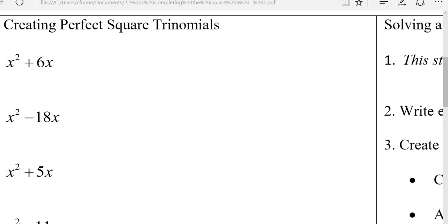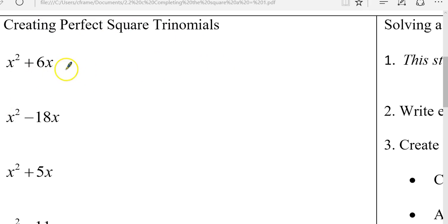So we're going to start in the first box of our notes, creating perfect square trinomials. We're solving quadratic equations, and we've already solved them by factoring, and by completing the square using the square root property. Both of those work really well, but they don't always work. Completing the square, which is the least elegant of the four methods, requires you to be able to factor and still use the square root property. So we're just going to practice by first learning how to create a perfect square trinomial.